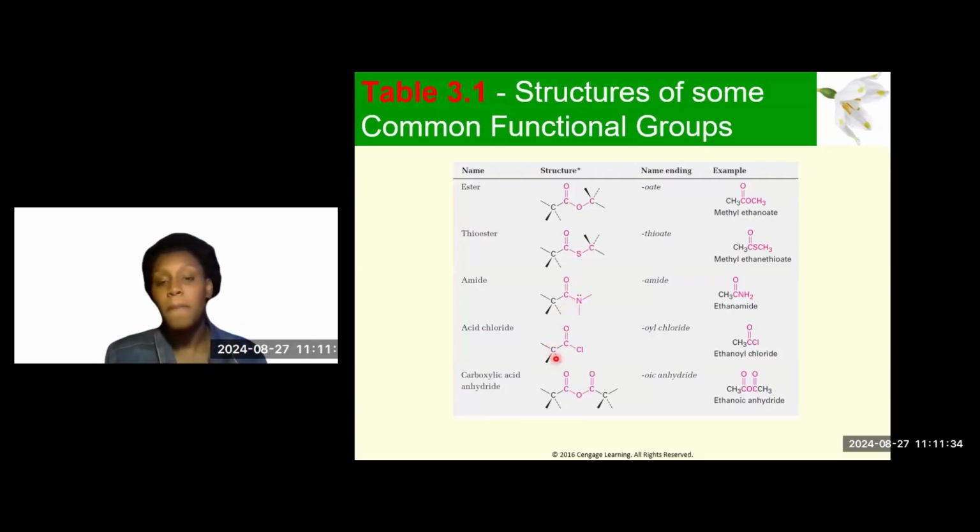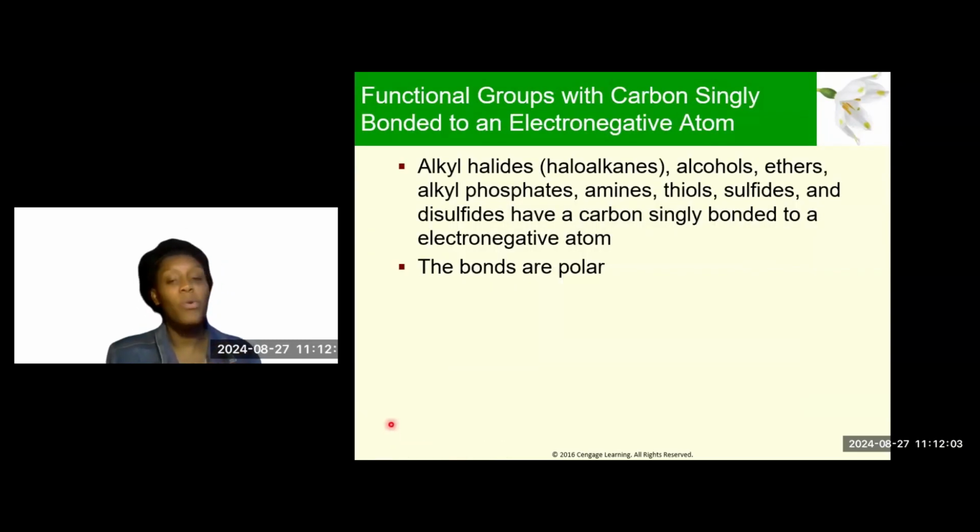Next, you have acid chlorides. An acid chloride is when you have a carbonyl group and then a chlorine attached to it. And then you have a carboxylic acid anhydride, or you can say acid anhydride. When you have an acid anhydride, that's when you have two carbonyl groups and then an oxygen connecting them in the middle. Again, we're going through these quickly, but the ones that are important, we're going to focus on a little bit more.